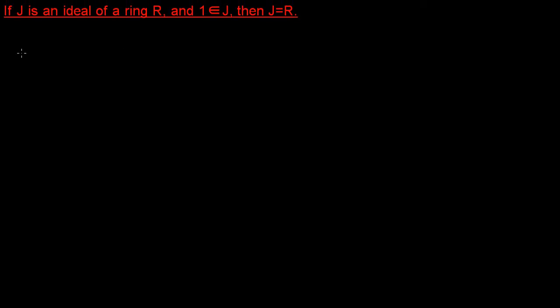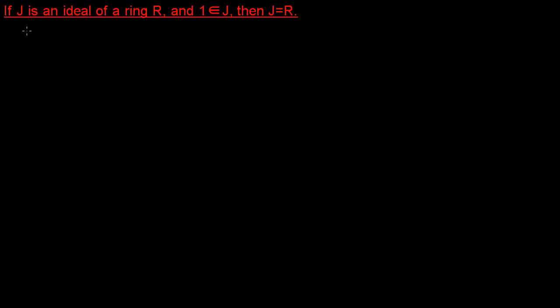Basically it says if you have a ring with unity and some ideal of that ring contains your multiplicative identity, then the ideal must be the entire ring. So it's a pretty easy proof. Since we're trying to prove set equality, we're just going to do a subset proof.